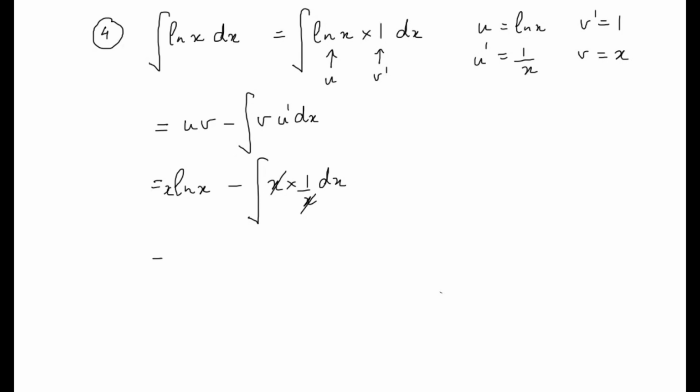So I have x log x minus the integral of 1 dx, which is x log x minus x plus c. So remember that if you're doing an integral of just plain log x, we are going to use integration by parts, and you're going to initially write it out as log x into 1 and then assign u and v dash to both the functions.